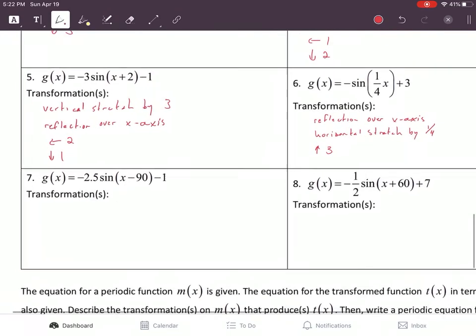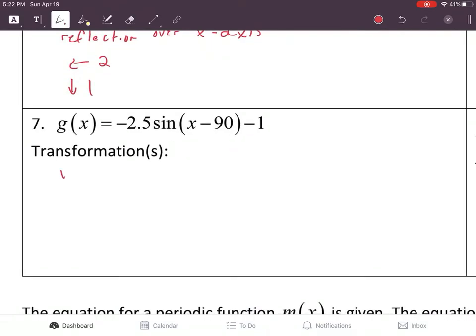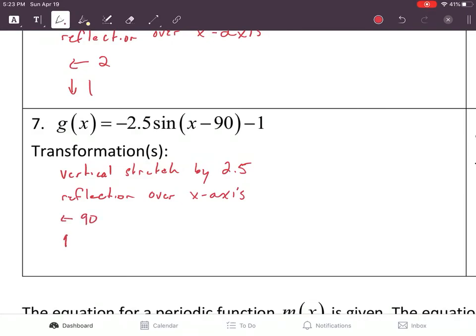All right. We got 2 more to go for this particular chart, or table. All right, again, we have 4 things going on. We have a vertical stretch. Okay, although this is as a decimal, because it's bigger than 1, it is a stretch by 2.5. All right, because it's negative, it's going to be a reflection over the x-axis. All right, it's going to go to the left by 90. It's going to go up by 1.